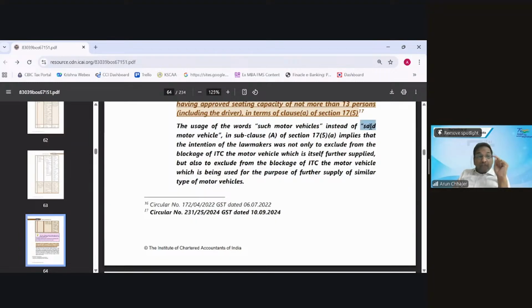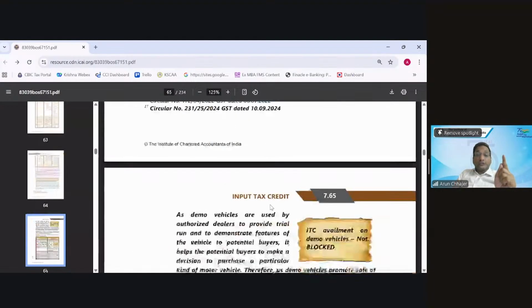मतलब जो आप further supply कर रहे हो उसके लिए अगर कोई चीज यूज कर रहे हो, भाई डेमो कार, जब तक मैं यूज नहीं करूंगा, ट्रायल रन जब तक मैं नहीं दूंगा, probably my customer will not be ready to buy that car. So for selling that car, I'm using another car which is kept for the demo purpose. Therefore, they are saying that the blocking of the ITC, which is itself for further supply, but also exclude from the blockage the motor vehicle which is being used for the purpose.